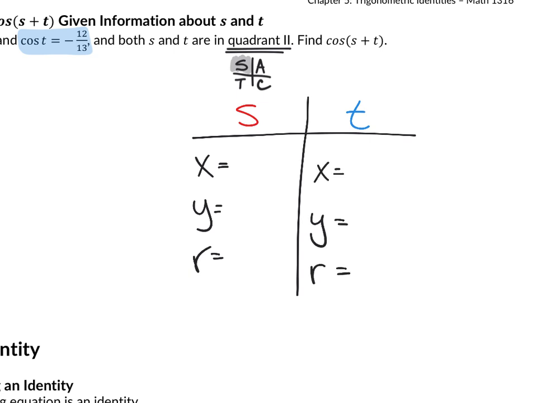Let's think about what they gave us in this problem. For the red, sine of s is equal to 3/5. It says that sine. Is sine x, y, or r? Something divided by something.